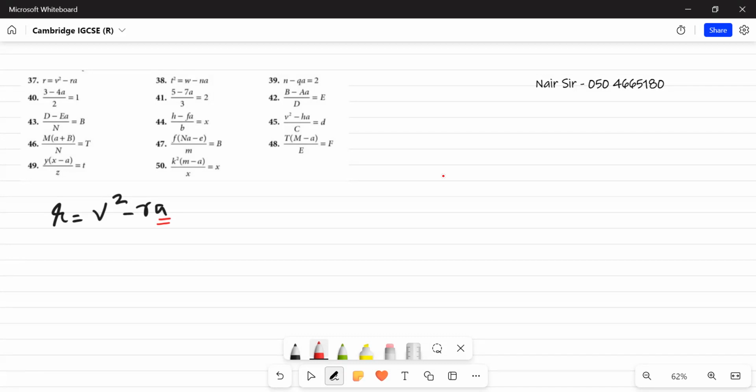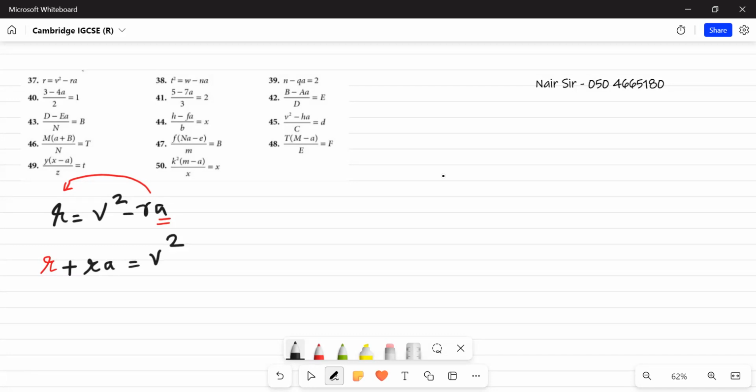Which one is it? 37. Okay, R. Now this is minus RA. If it goes to this side, what will it become? Positive. So R as it is, whosoever is there, let him be there only. Plus RA is equal to V square.